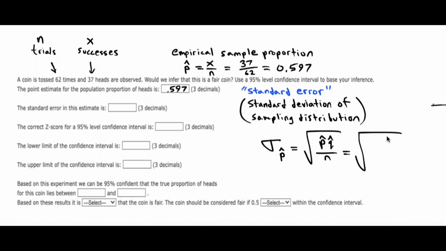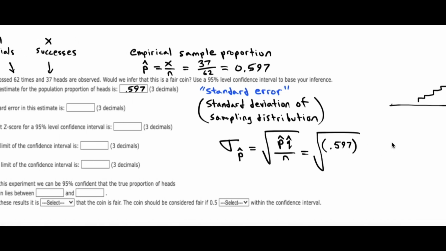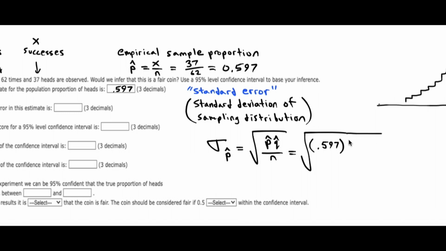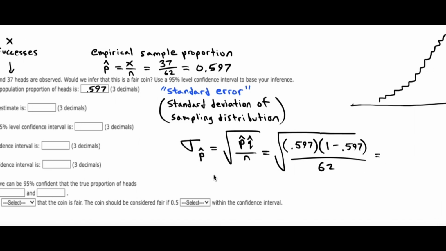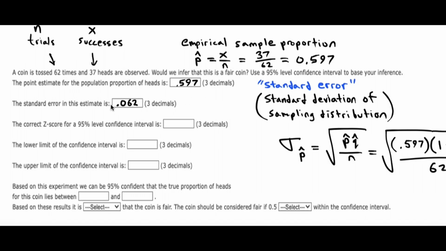So that's going to be the square root of 0.597 times 1 minus 0.597, over 62. That's 0.0623. So let's see, the next step will be to get a z-score for a 95% confidence interval.